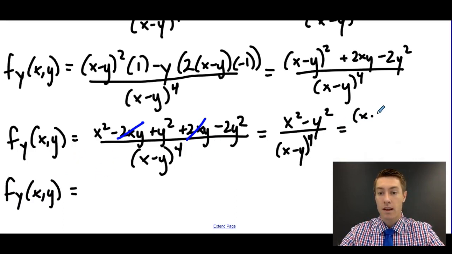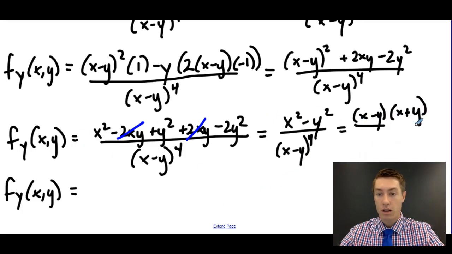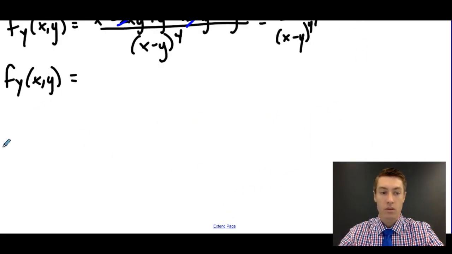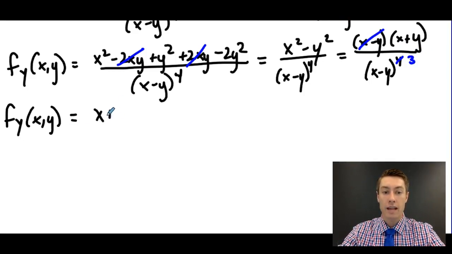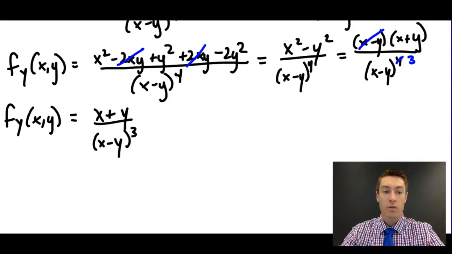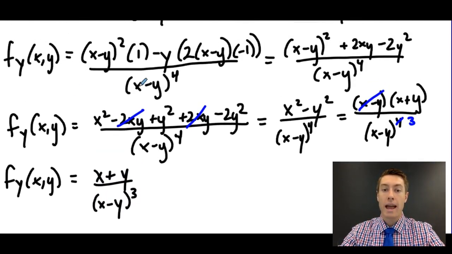Because this is (x minus y) times (x plus y), so over (x minus y) to the fourth. So x minus y cancels, and that becomes 3. So the partial of f with respect to y is actually just (x plus y) over (x minus y) cubed. Okay, so that actually had a lot of nice simplification that occurred there.